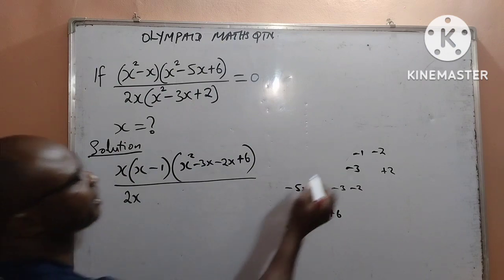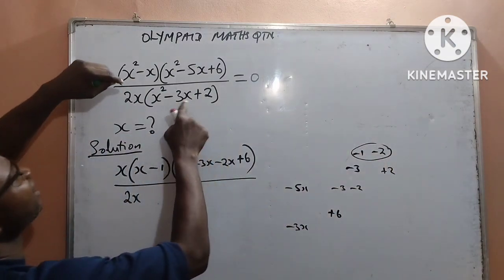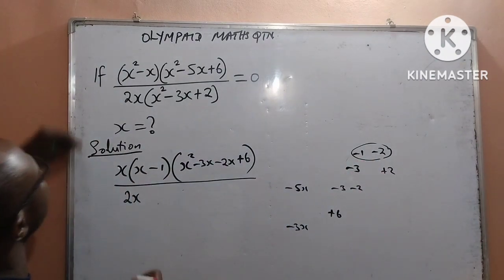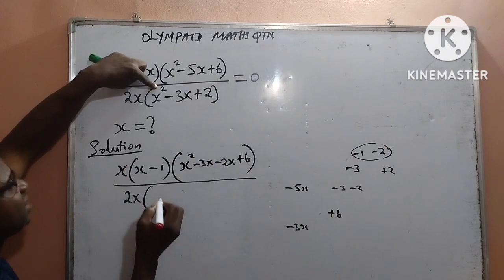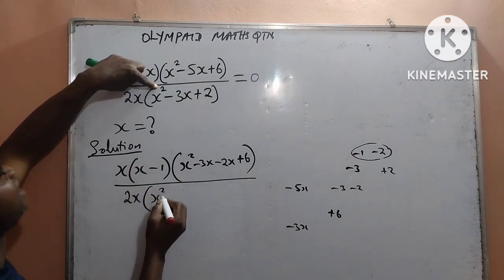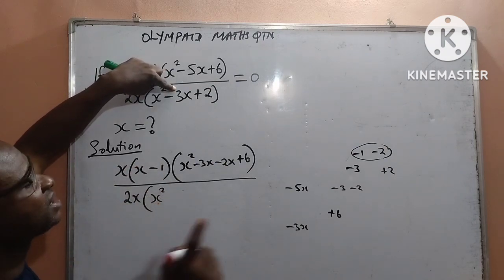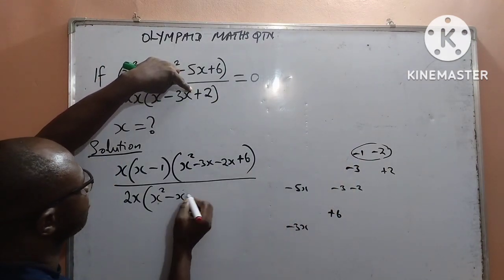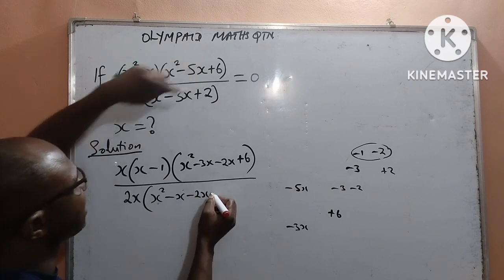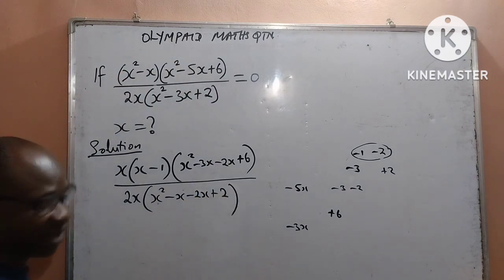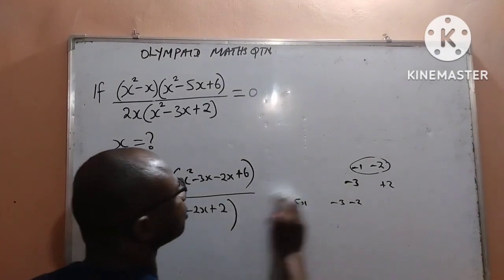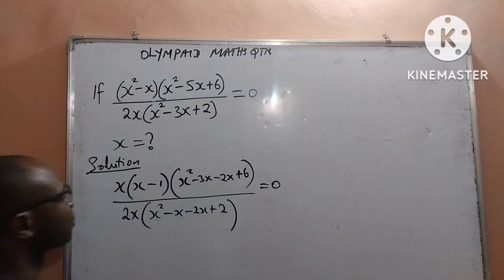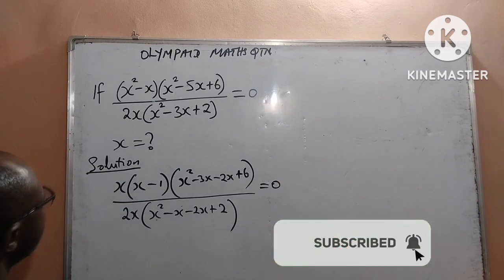That implies that I shall be replacing my negative 3x with minus x minus 2x. So into the bracket at the denominator, I shall now have x squared, then my minus 3x written as minus x, then minus 2x, then I have plus 2. Everything here is equal to 0 as given on the right hand side. Good. Then we move forward.